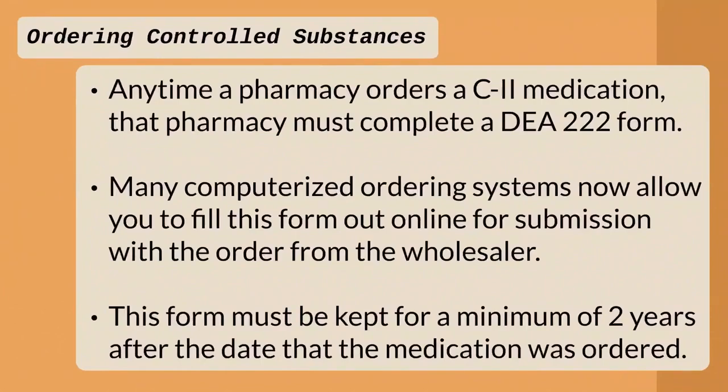We're going to move on to ordering controlled substances. Anytime a pharmacy orders a Schedule II or C2 medication, that pharmacy must complete a DEA 222 form. Many computerized ordering systems now allow you to fill this form out online for submission with the order from the wholesaler. This form has to be kept for a minimum of 2 years after the date that the medication was ordered.